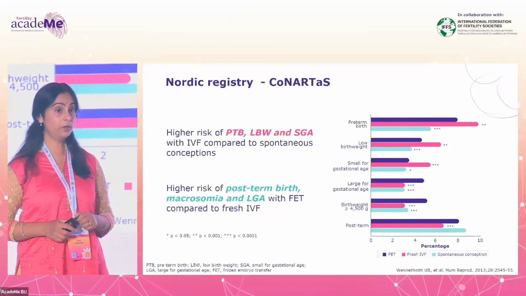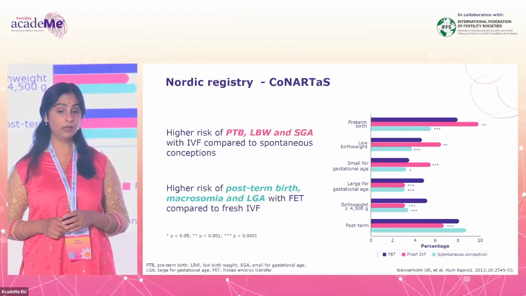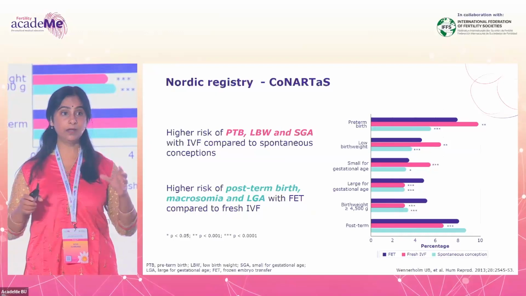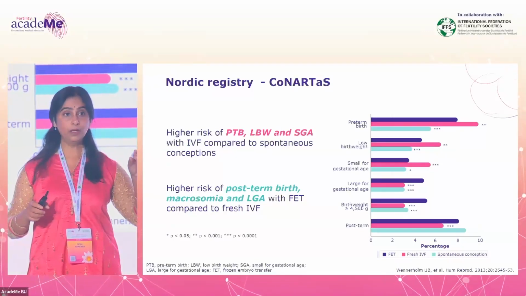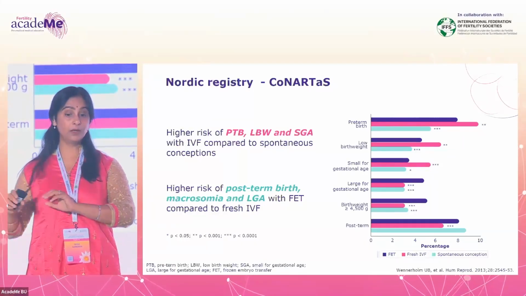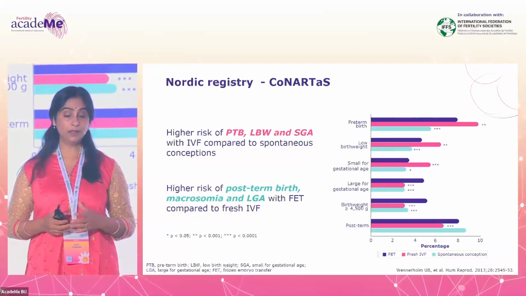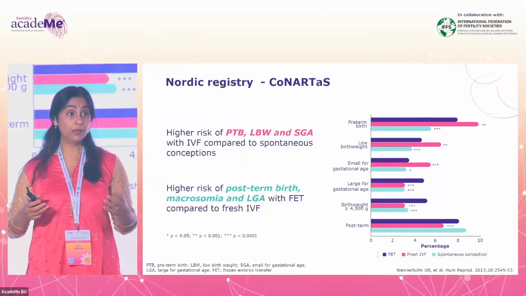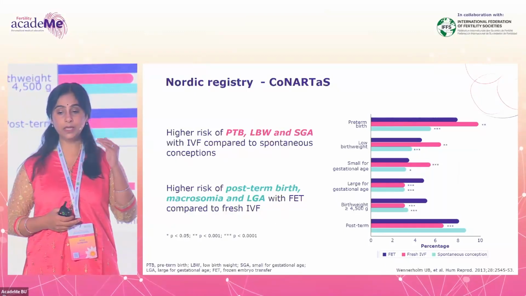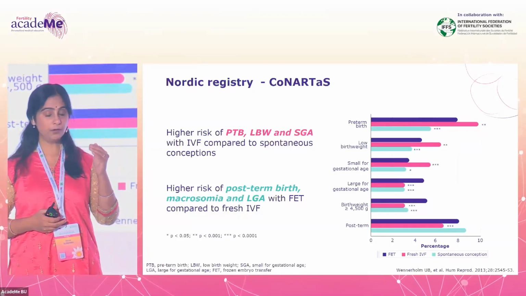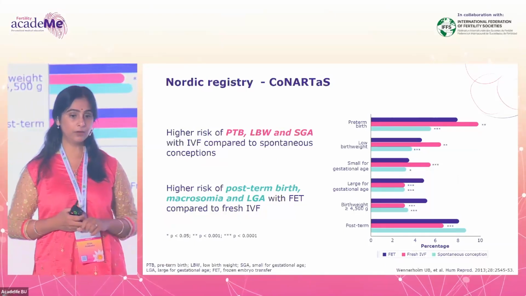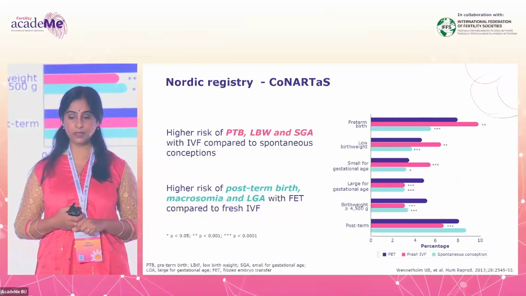There is data again, real-world data from the Nordic countries. That is the CoNARTS data. We said previously that if there is evidence coming from one part of the world, from real-world data sets, and it is validated from data sets from another part of the world, or perhaps from your own settings, then it gives us more confidence that it is very reliable, more robust, and more applicable. And here is the CoNARTS data. In this figure, you can see in dark blue the frozen embryo transfers, the pink is the fresh embryo transfers, and the spontaneous is the light blue or light green, whatever the color you can see. I can see it as light blue.